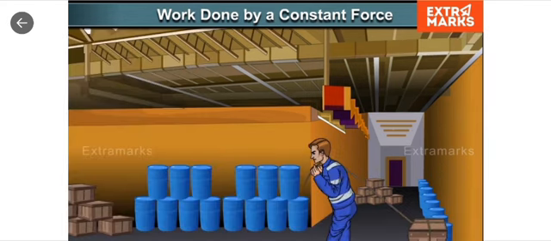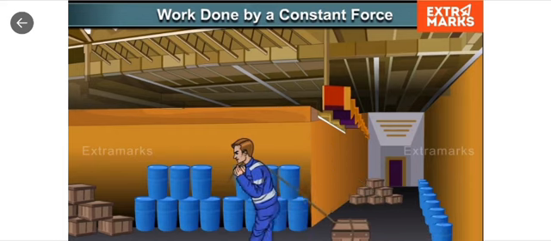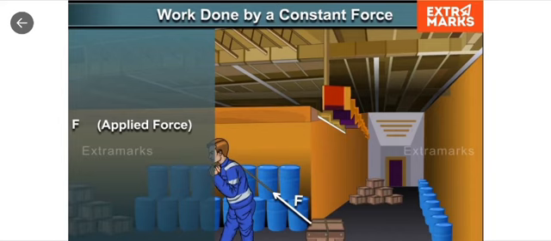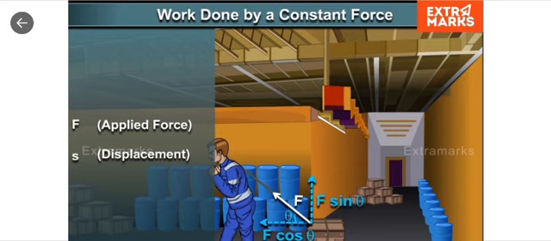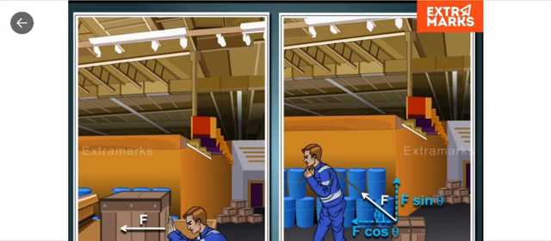Will the work be the same if the force is applied at an angle to the object? We again move the box by applying the force F, but this time at an angle to the object. The force applied in the horizontal direction, in which the box is displaced, is F cos theta. Thus, work done is equal to F cos theta multiplied by S. Thus, work done by an object is equal to the product of force and the displacement produced by it in its direction of application.